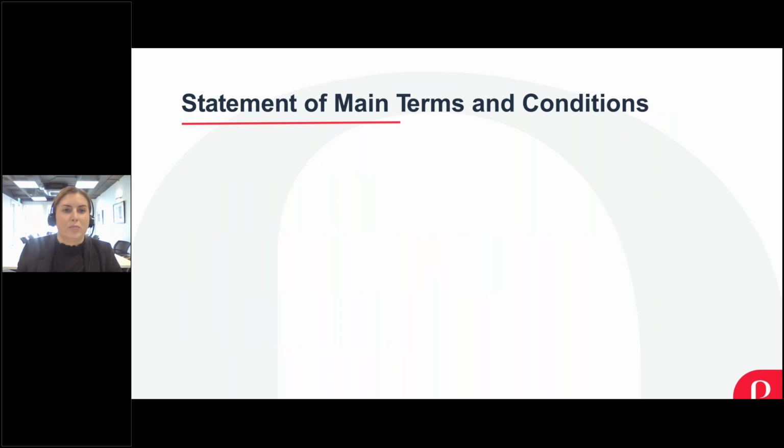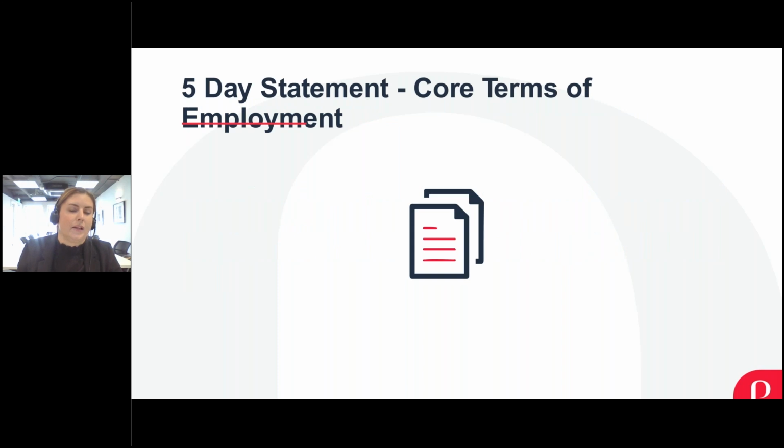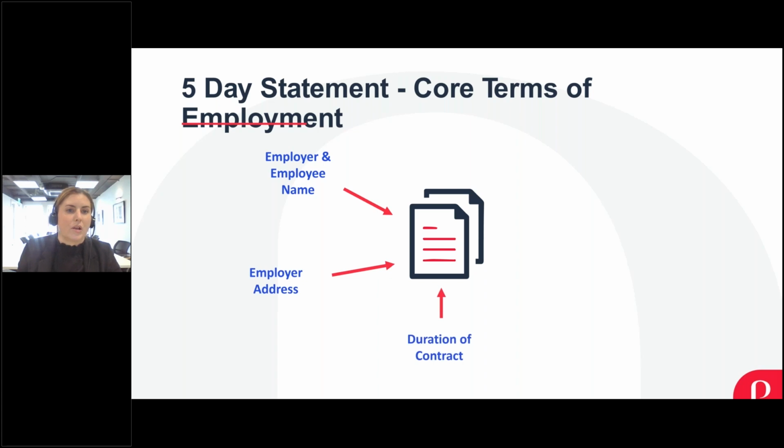So your statement of main terms and conditions. Under the Employment Miscellaneous Provisions Act, you must provide your staff with 5 key terms of employment in writing within 5 days of their start date. So the 5-day statement, core terms of employment. This includes the employer's name and the employee's name. You have the employer's address. You have the duration of contract, the rate or method of pay, and the normal length of the working day.